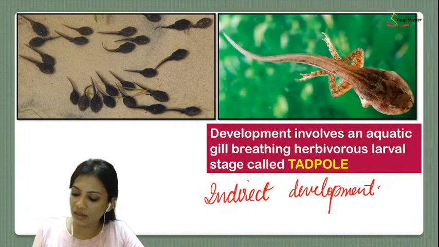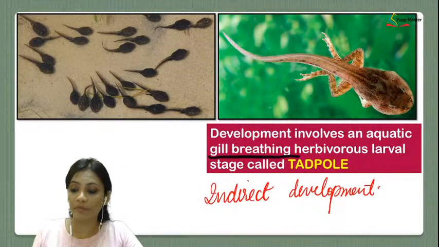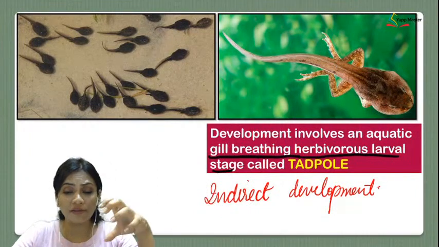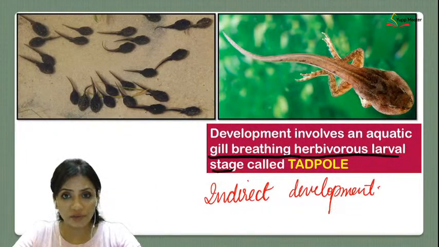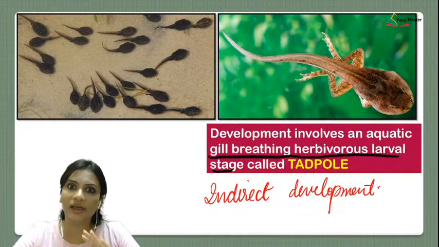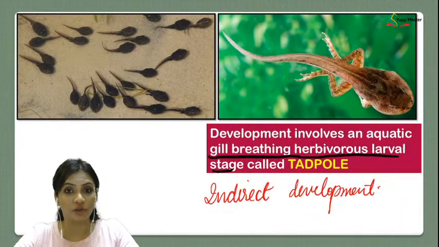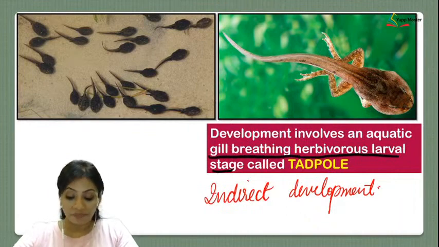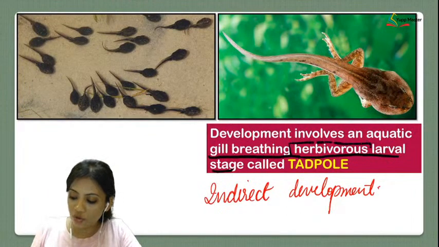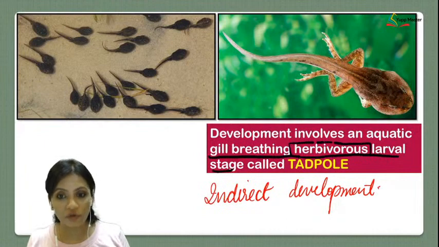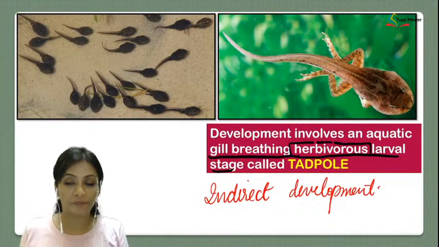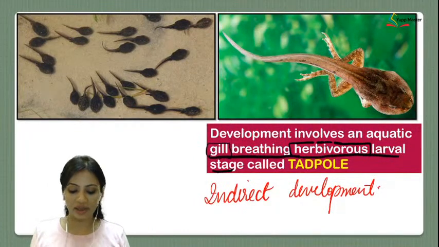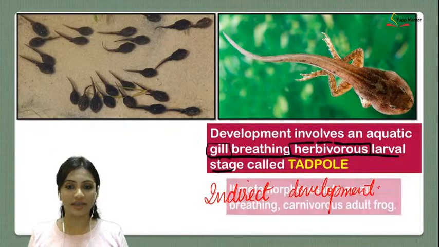An aquatic gill breathing. Gill breathing, herbivorous larval stage. Imagine the larval form is exactly opposite to the adult form. Adult frogs are completely carnivorous; they eat insects. But when we talk about a tadpole, these tadpoles are herbivores. Not only are they herbivores, they also differ by having a different form of respiration. What is that? They have gills. So gills are being used there, and that is called the tadpole.